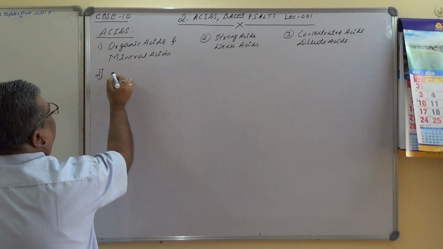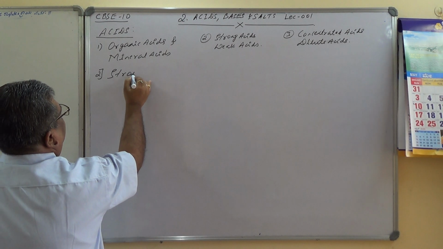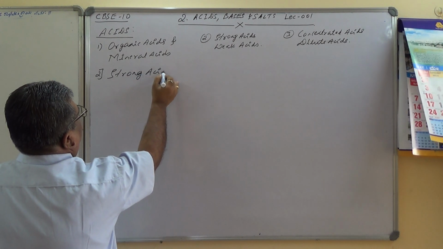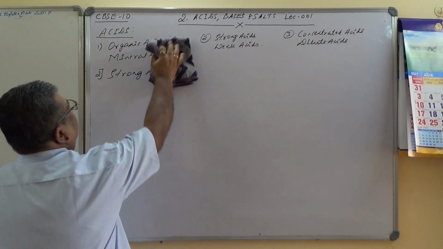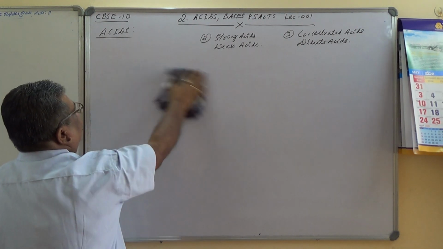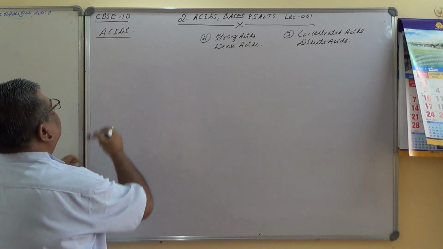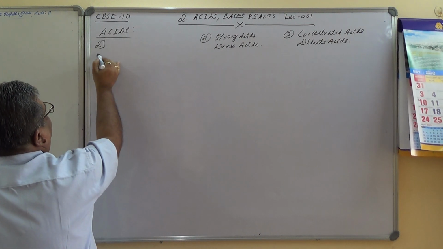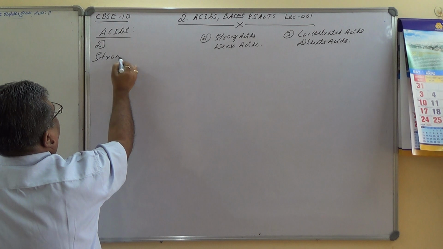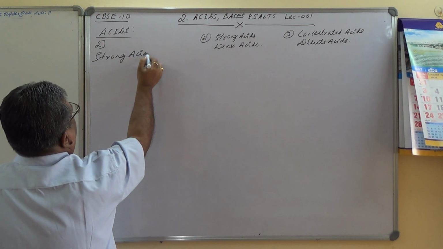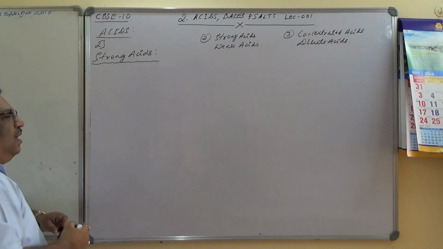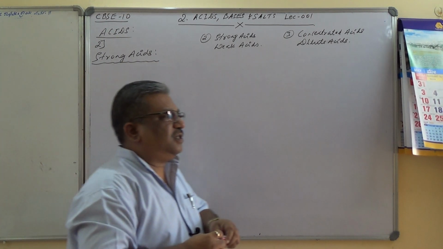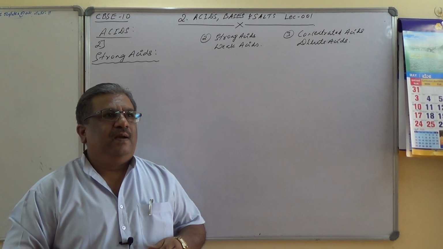Second one, strong acids. Let me erase here. Second category, under that, strong acids. See, how to define these strong and weak acids?